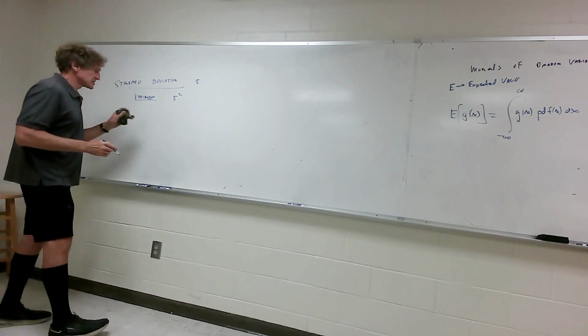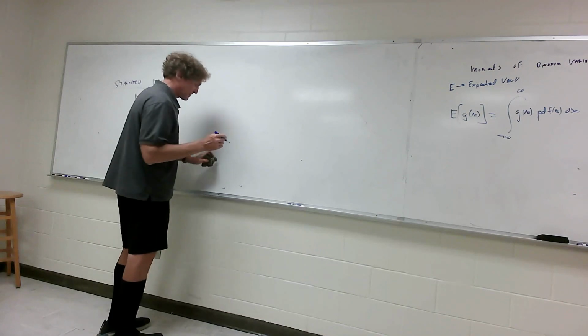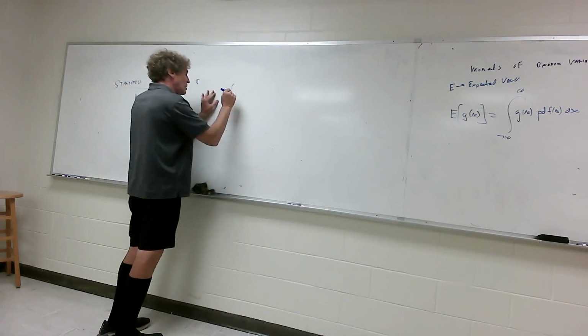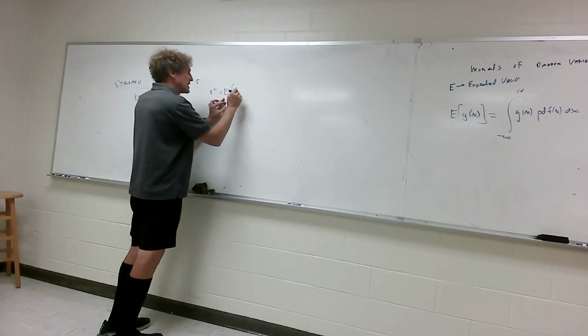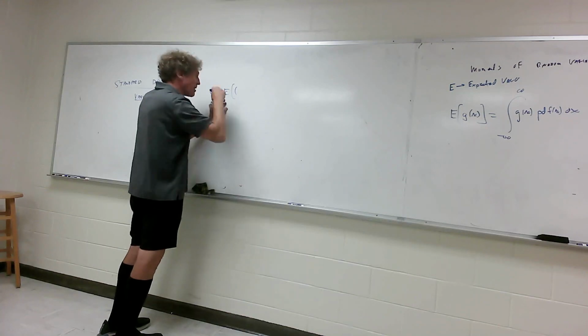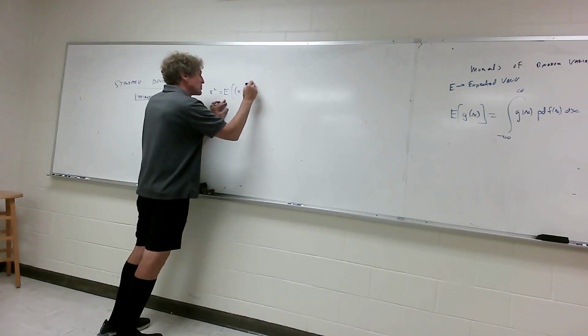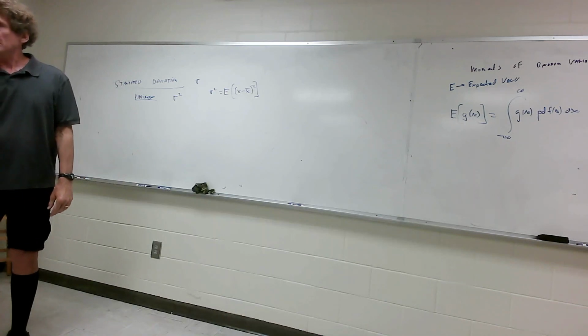Now, if you look at this, the variance is this. It's the expected value of x minus the mean value, squared. Y'all with me on this, class?